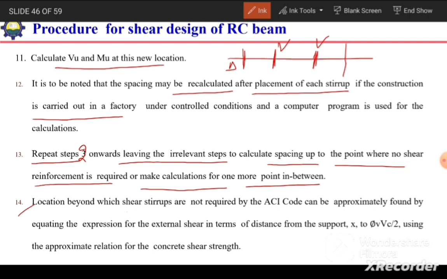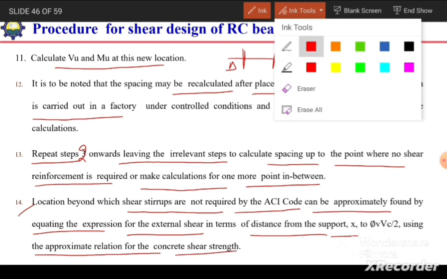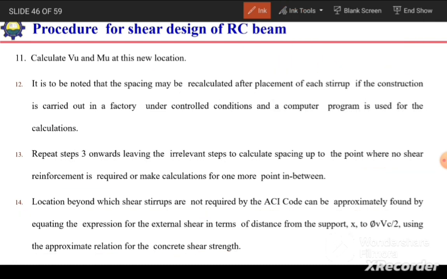So the location beyond which shear stirrups are not required by the ACI code can be approximately found by equating the expression for the external shear in terms of distance X from the support to phi VC divided by 2, using the approximate relation for the concrete shear strength. So in that case, to calculate the location where no shear reinforcement is required, we need to compare VU, the applied shear, which should be less than or equal to phi VC divided by 2 for the condition that no shear reinforcement is required.